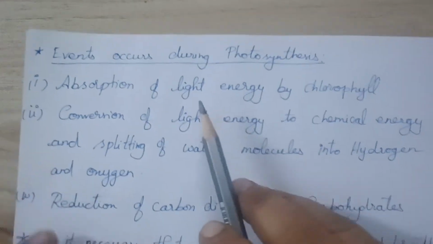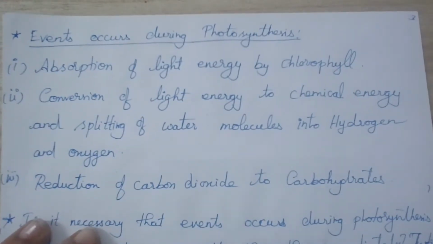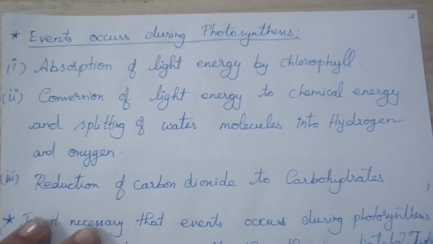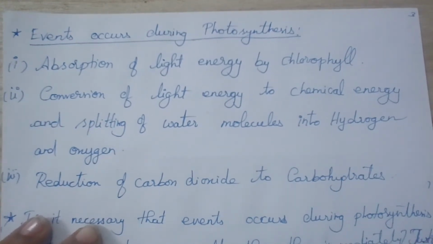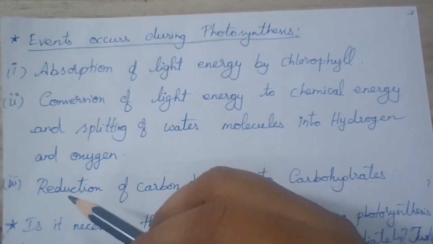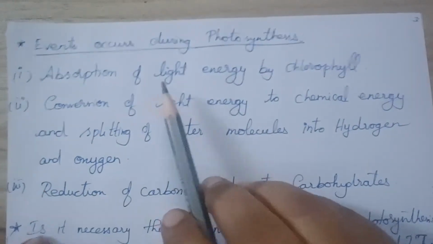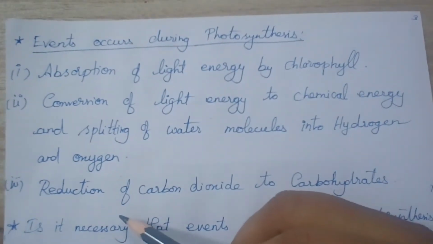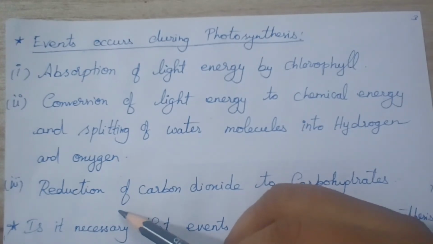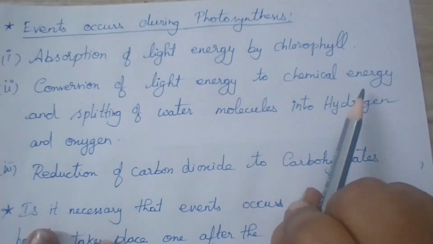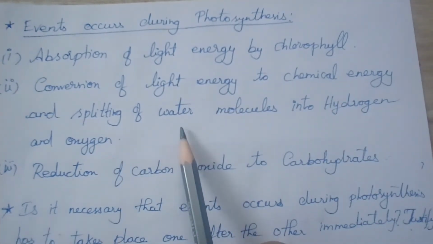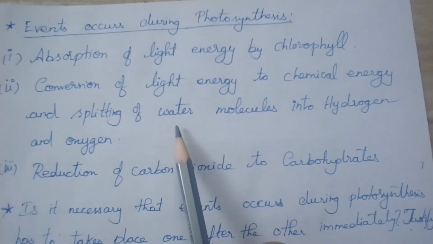So we learned that during the photosynthesis process, simple inorganic material is converted into complex organic material, right? So what is happening in the photosynthesis process? First, the absorption of light energy by chlorophyll. The chlorophyll only will absorb the light energy from the sunlight. Then conversion of light energy into chemical energy, and splitting of water molecules. This energy helps in the splitting of the water molecule.